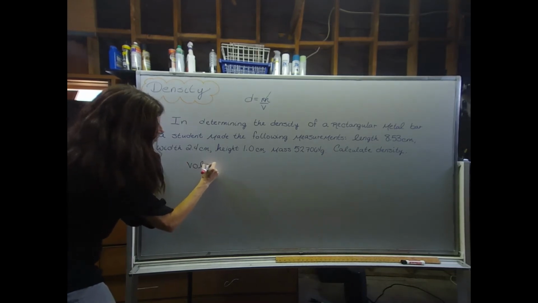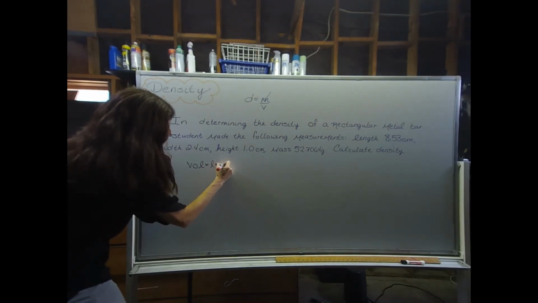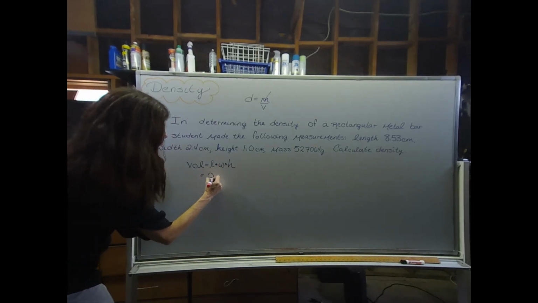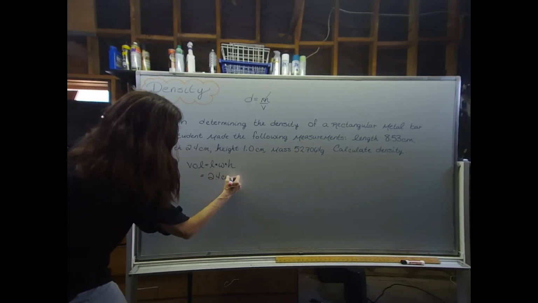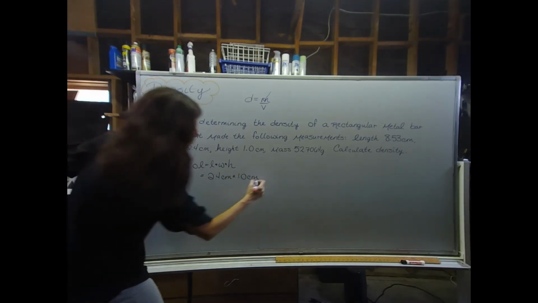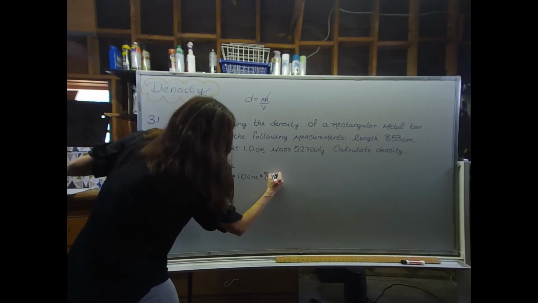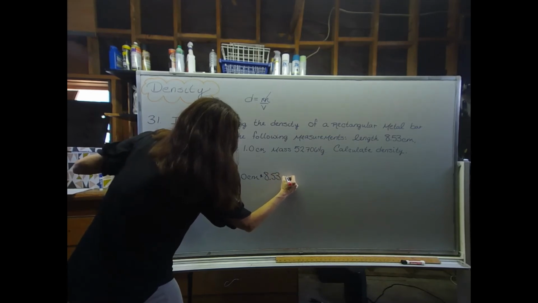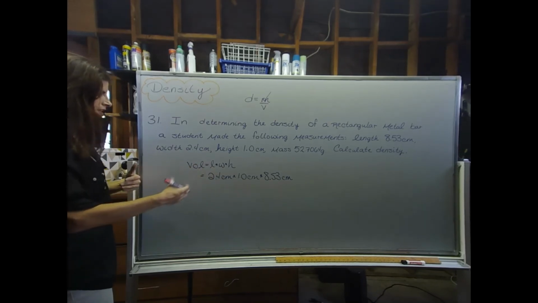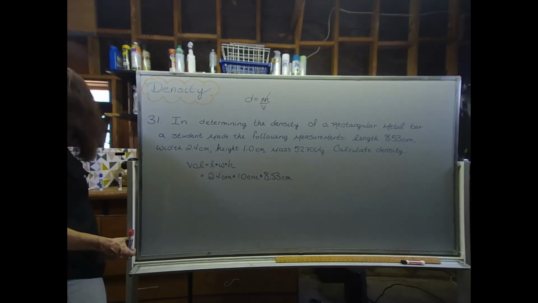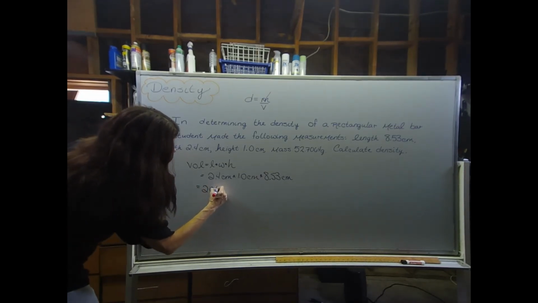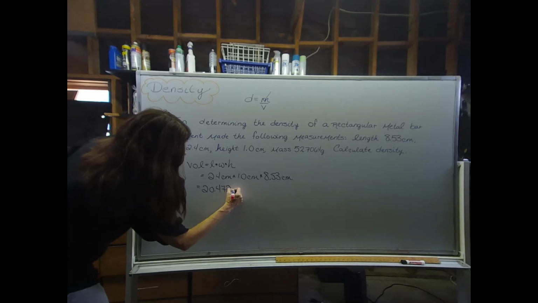So I'm going to use the formula volume equals length times width times height, and I'm going to put in 2.4 centimeters times 1.0 centimeters times 8.53 centimeters. So I'm just multiplying all of my length measurements together. And that gave me a value of 20.472 centimeters cubed.